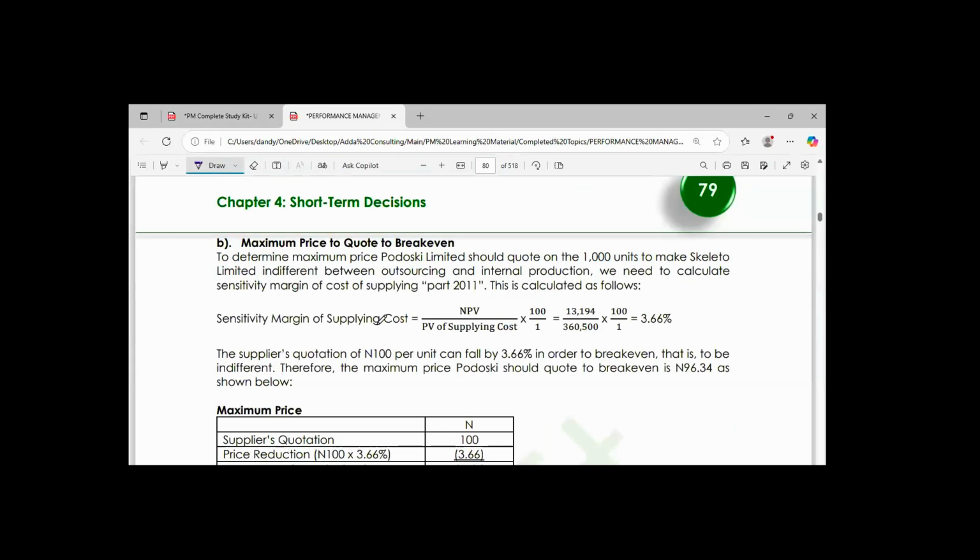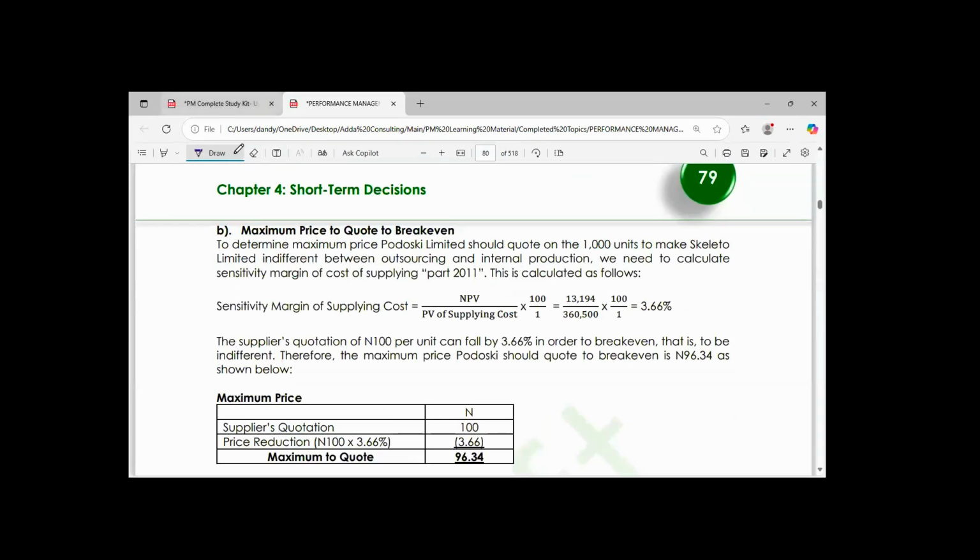Yes, sir. Please, my question is about the variable overhead. How did you arrive at that 0.05? I was thinking it's 0.15. No, it's 0.05. In the question, your total overhead is 1 naira 50 kobo, isn't it? Your total overhead is 1 naira 50 kobo.